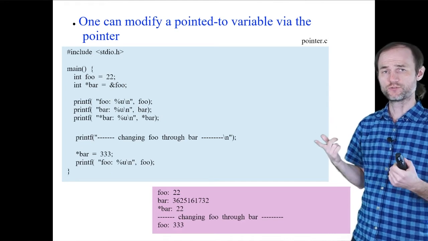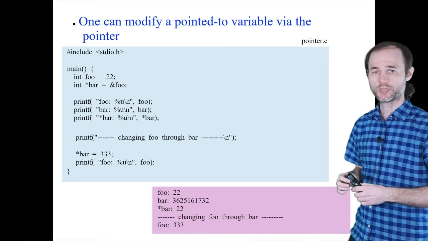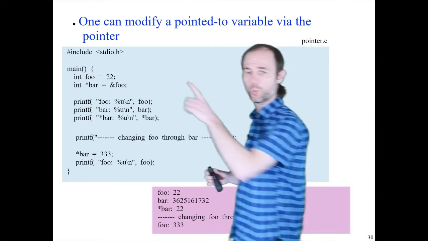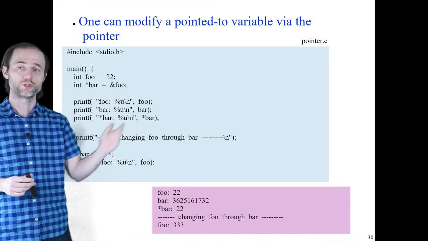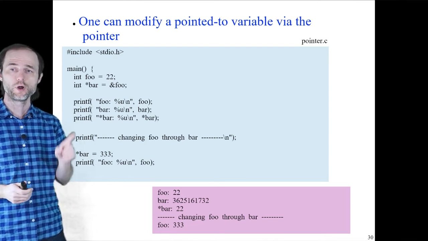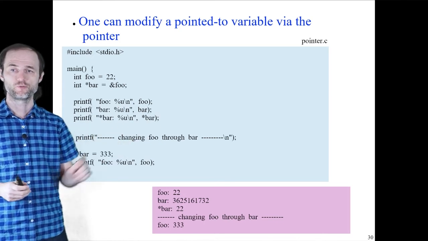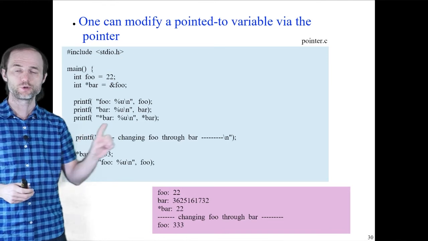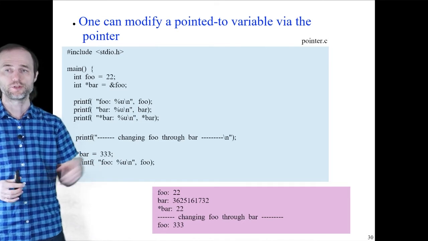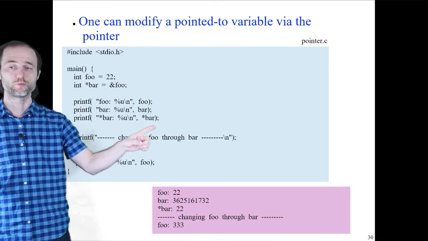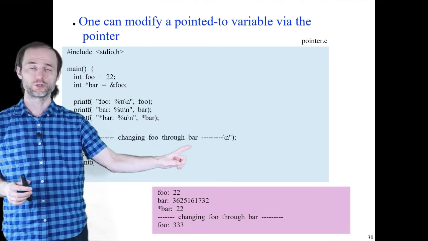You can modify the variable through the pointer. So here is an example of how you can do that. It's called pointer.c. We will introduce the variable foo equal to 22, a pointer bar that points to the location of foo, and we're going to print out the value of foo. We will print out the value of pointer to foo, that is bar, and we're going to print out the value star bar, basically the value of foo, the value that is located at the location of foo, that is foo itself. Then we're going to change the value of foo through the pointer bar.